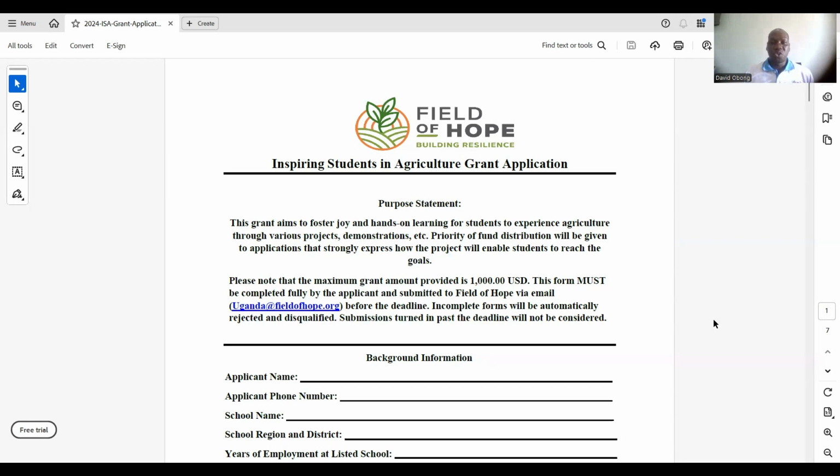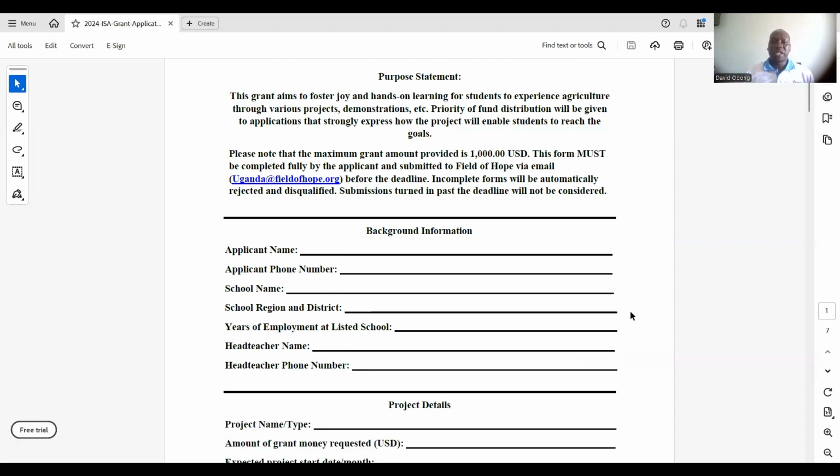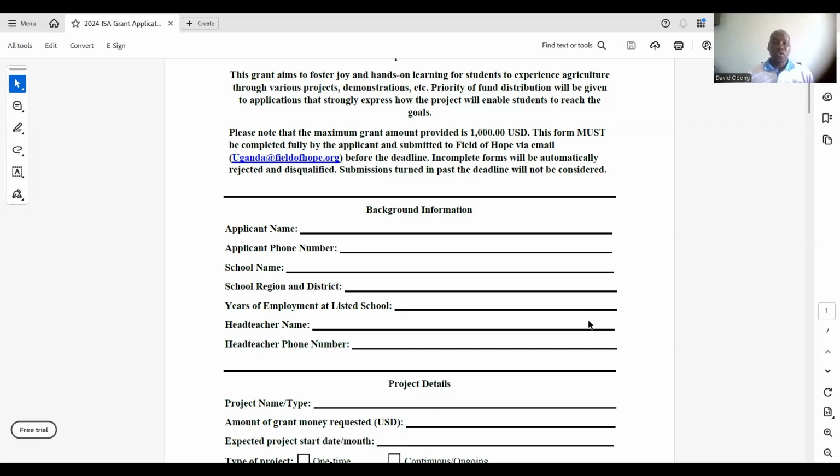One thing which I would like you to understand is to better understand the purpose of this grant. Then, from the purpose of this grant, the first section is the background information. Under the background information, there is the name of the applicant. That is where the partner teacher has to write his or her name, the phone number, the school where the teacher is teaching in, then the region, and then the district. Then, for how long have you been teaching in that school? You also write the name of the head teacher and then the contact.